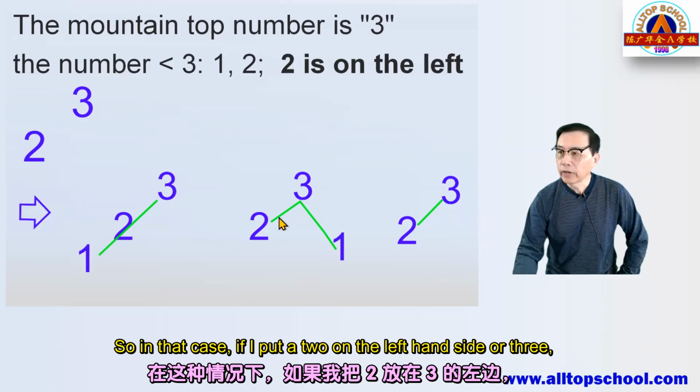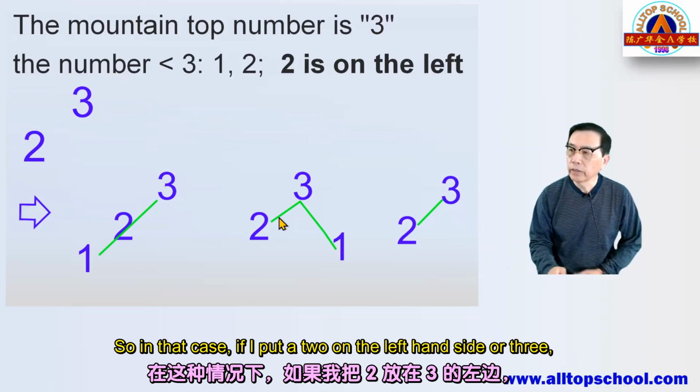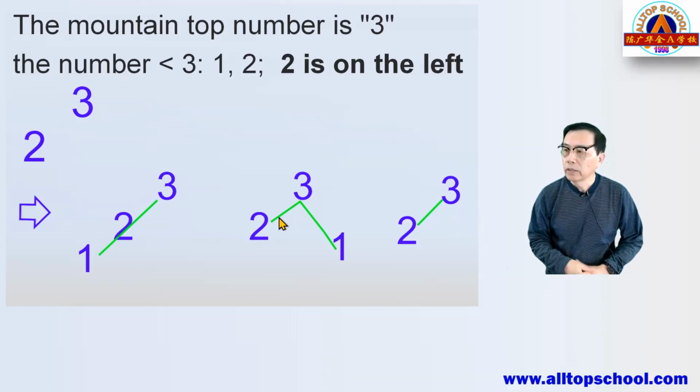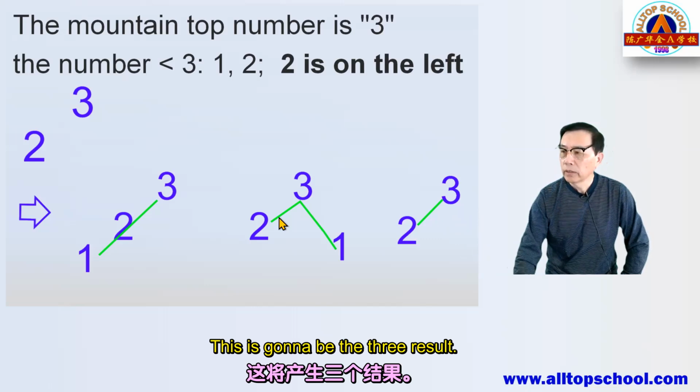So in that case, if I put a 2 on the left-hand side of 3, we can construct the 3 different numbers, which are fair numbers. This is gonna be the 3 result.